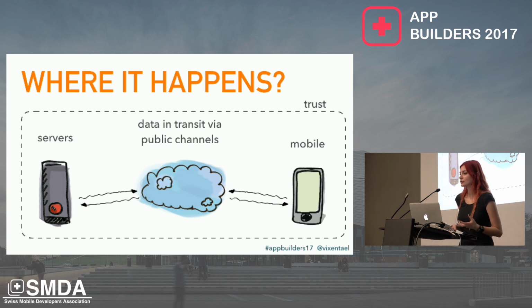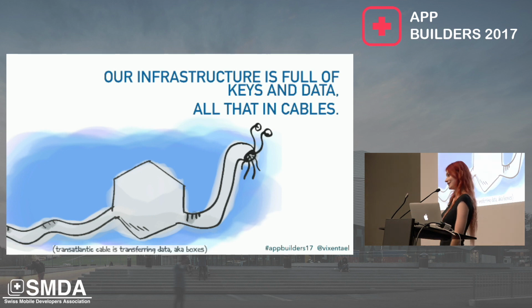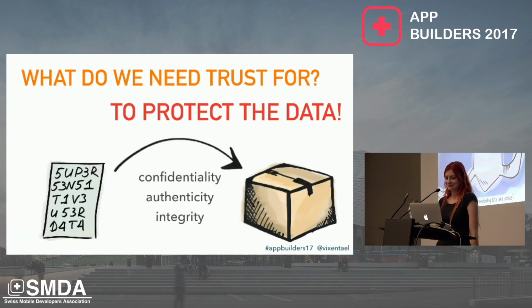Our infrastructure is full of keys and data and all that in cables, yeah. Cables are important. They are out of your control, and whatever you reach outside your office, you rely on those creatures. This is a transatlantic cable, by the way, it's not a snake. It's my drawing, so just for you to recognize things. This is a cable with a data box inside. This kind of box, this kind of box.